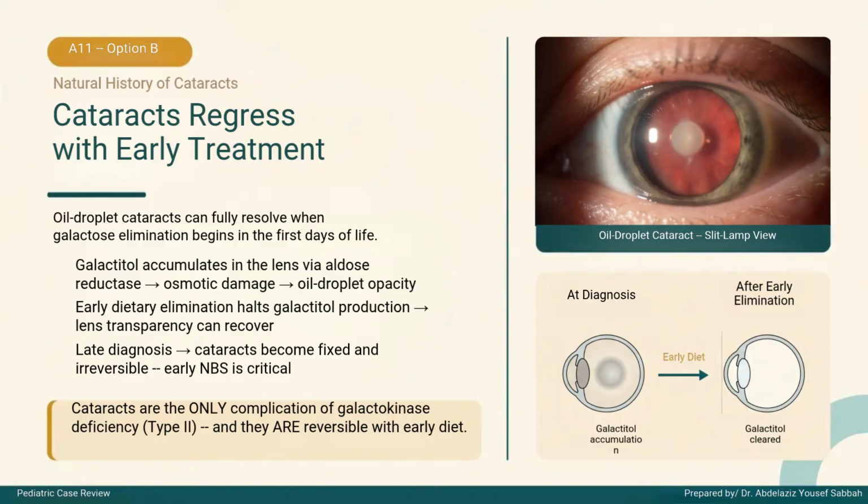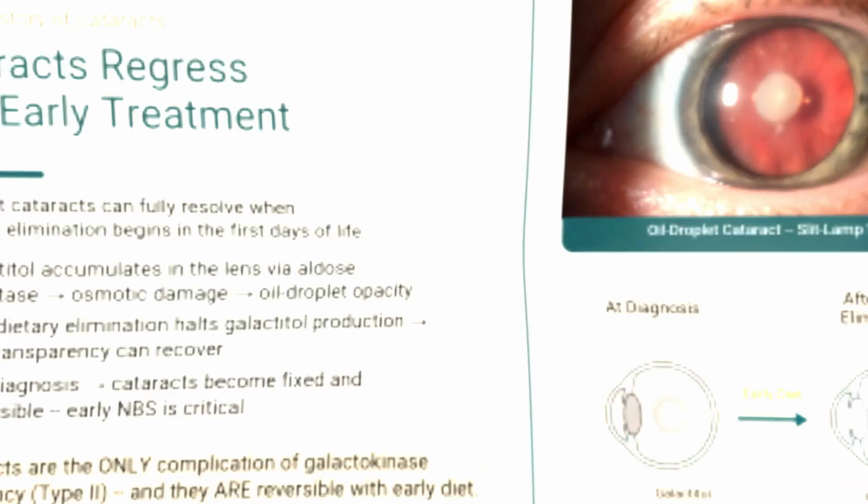Oil droplet cataracts can regress and may fully resolve when galactitol elimination begins in the first days of life. The mechanism is that galactitol accumulates in the lens through the action of aldose reductase, drawing in water and causing osmotic damage that produces the oil droplet opacity. When dietary elimination begins early, galactitol production halts and lens transparency can recover. If diagnosis is late, however, the cataracts become fixed and irreversible, which is why early newborn screening is so critical. Remember that cataracts are the only complication of galactokinase deficiency, type 2, and in that setting, they are also reversible with early diet.